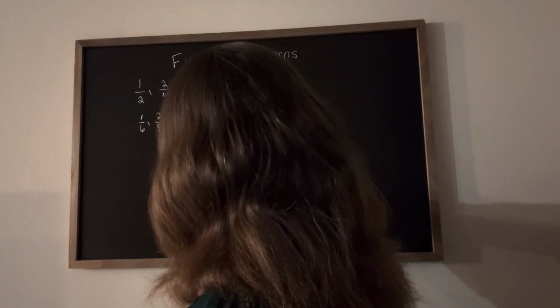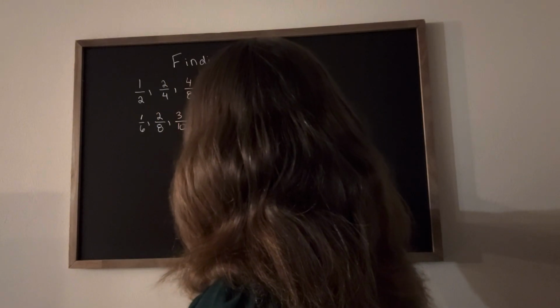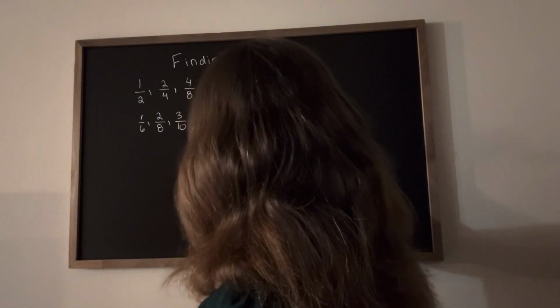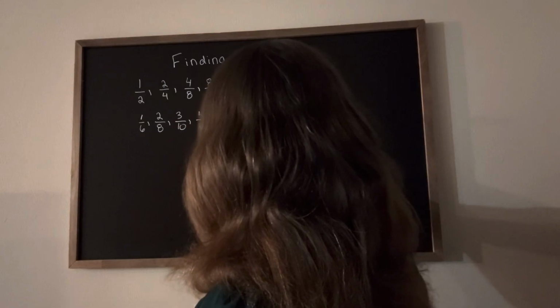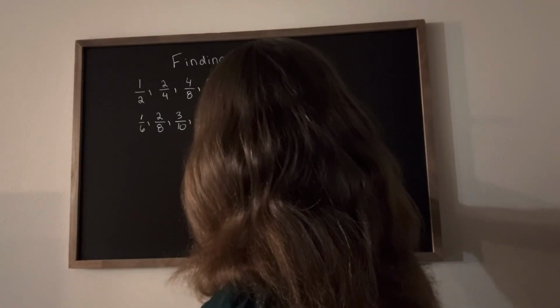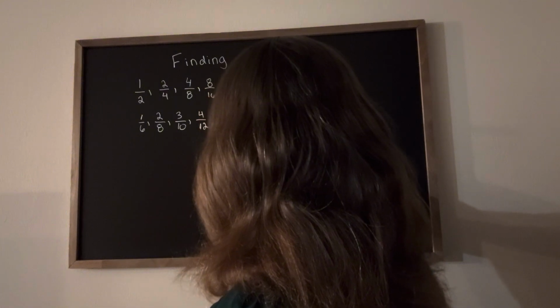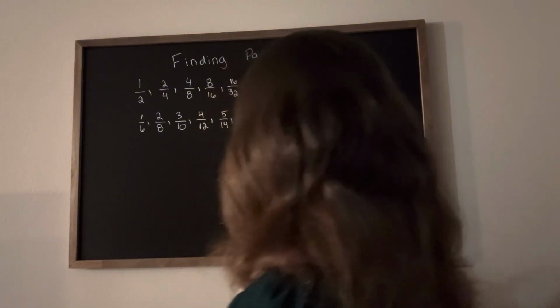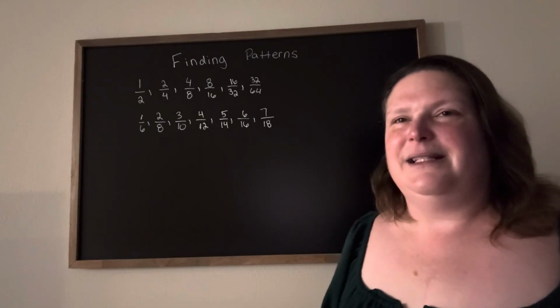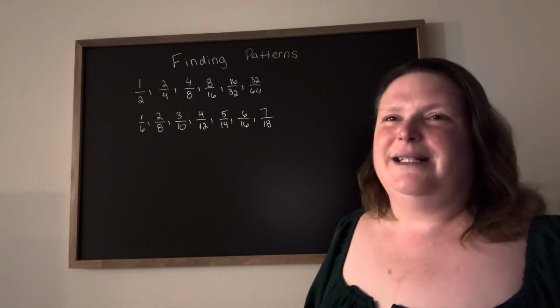This numerator is going to be 4. The next denominator is going to be 14, and this one is going to be 5. Then we have 16, and then 6, and then 7 over 18 would be the next one. So that, in a nutshell, is finding the sequences.